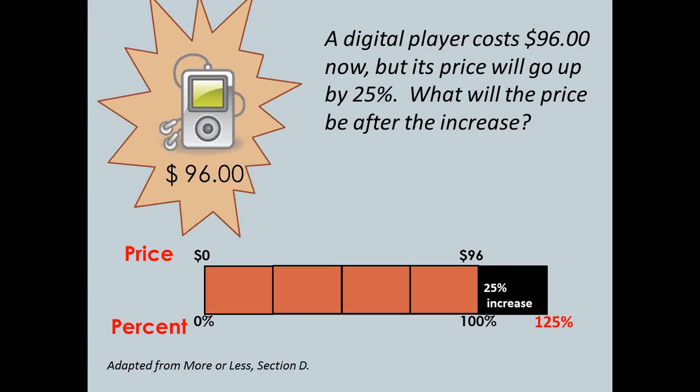Next the student had to figure out the price of the 25%. The student divided 96 by 4. When asked why the student chose to divide it by 4, the student pointed to the 4 segments and said that each segment counted as 25%, so there were 4 segments, so he knew that he was to use 4. After the $24 was found, the student then added it on to the 96 to find the increased price.